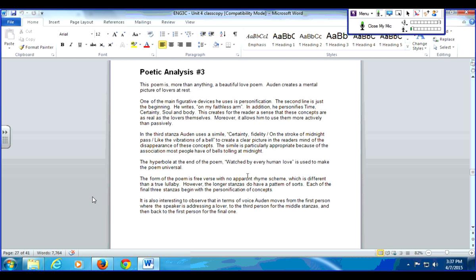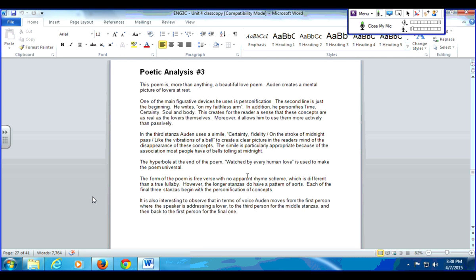The second line is just the beginning. He writes, on my faithless arm. In addition, he personifies time, certainty, soul, and body. This creates for the reader a sense that these concepts are as real as the lovers themselves. Moreover, it allows him to use them more actively than passively.